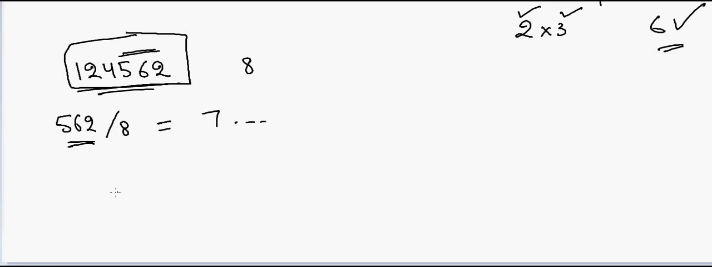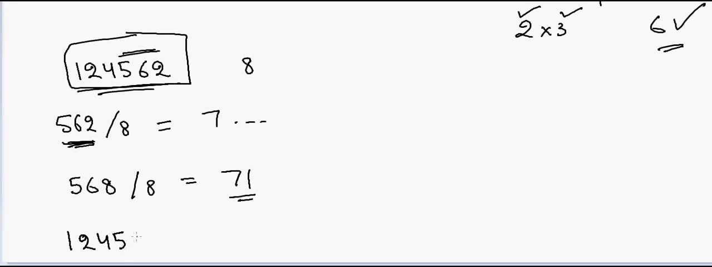How can I make it divisible by 8? By making these 3 digits divisible by 8. So if I have 5 6 8, that can be divided by 8, and we'll get 71. So if I change this number to 1 2 4 5 6 8, then this number would be divisible by 8, and in that case it will work.